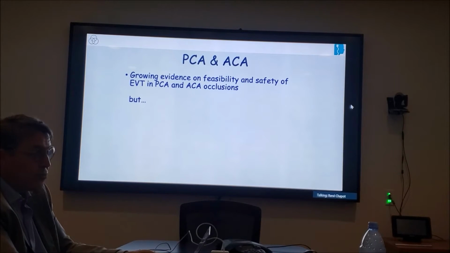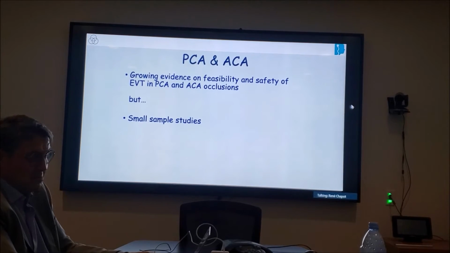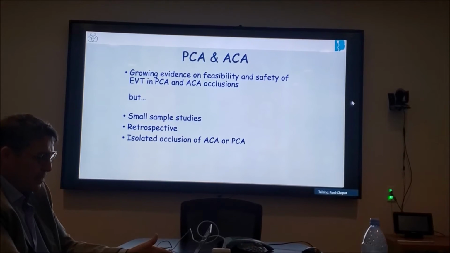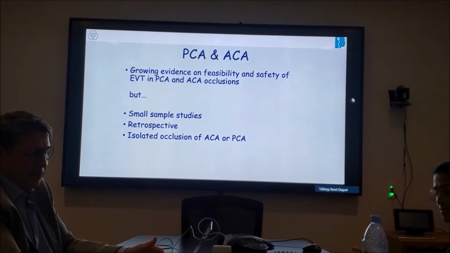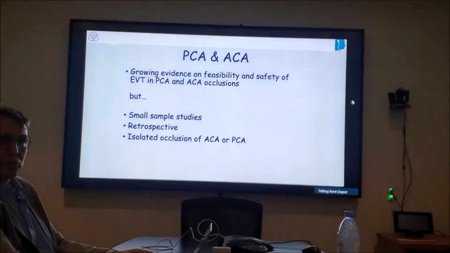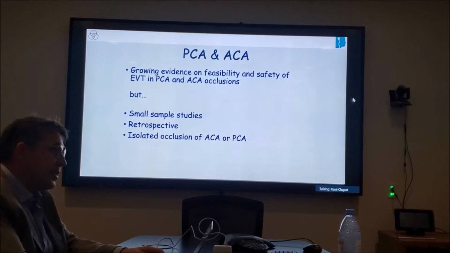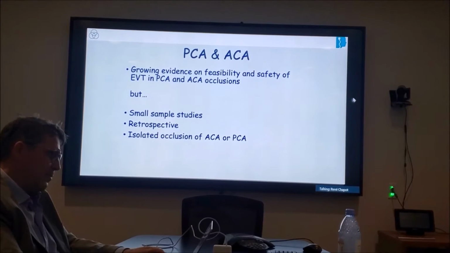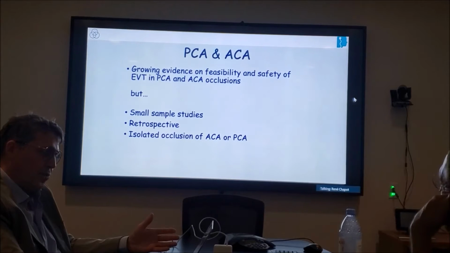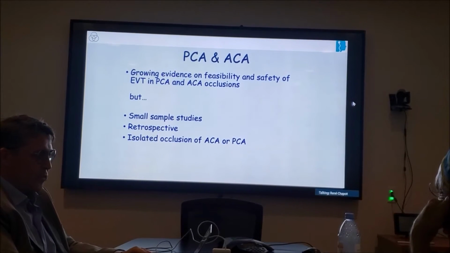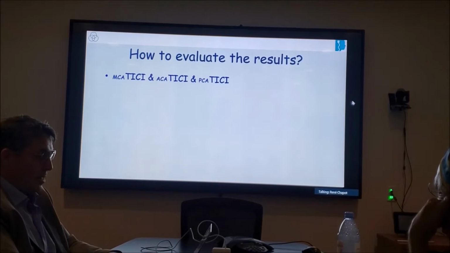There's no reason for it not to work, just like MCA, even if the studies are small sample, retrospective studies. The difficulty is in fact that we're not facing so many patients with isolated occlusion of ACA or PCA. Usually it's a mixed pattern, but having only patients with ACA and PCA is not so frequent, so it's going to be more difficult to have a large group of patients to evaluate.